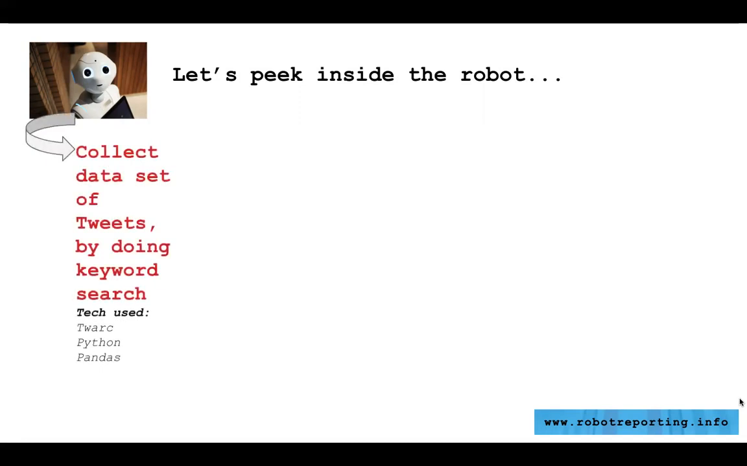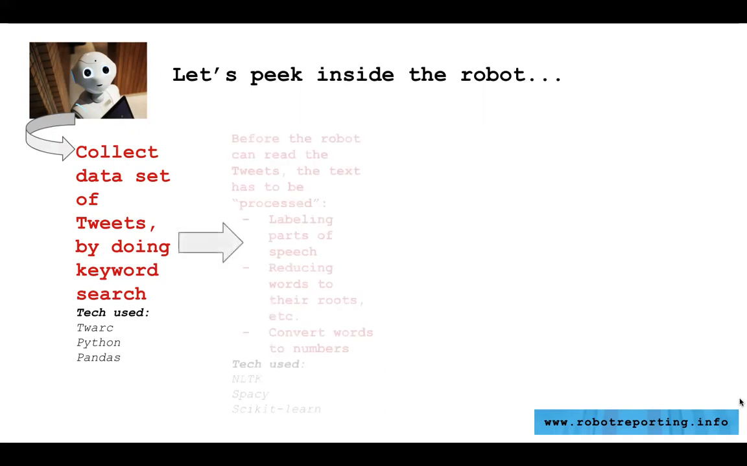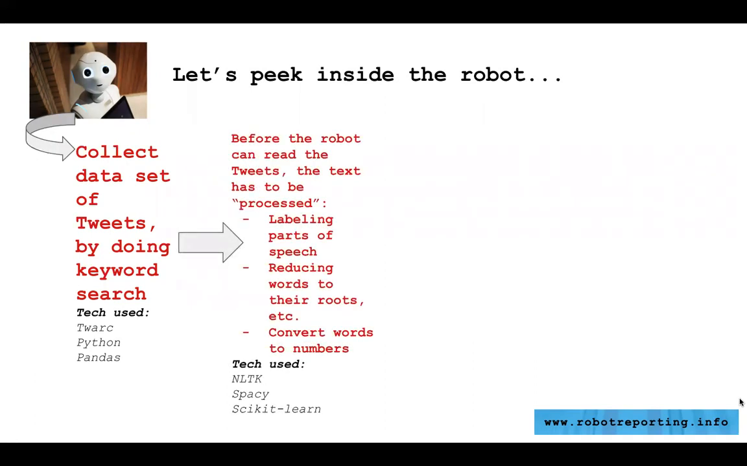So what happens is the robot collects the data set of tweets, doing that keyword search. The technology used there is Twint, and then Python and Pandas to get those tweets organized into a usable format. Before the robot can actually read the tweets, the text or the language has to be processed. That includes things like labeling parts of speech, reducing words to their roots, converting words to numbers, because computers or robots aren't actually reading, they're calculating numbers. The technology used for that is NLTK, spaCy, and scikit-learn.